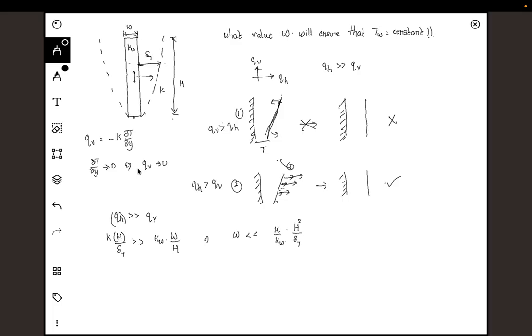And we also know that from thermal, if it is isothermal, this particular assumption says that it is isothermal, right?